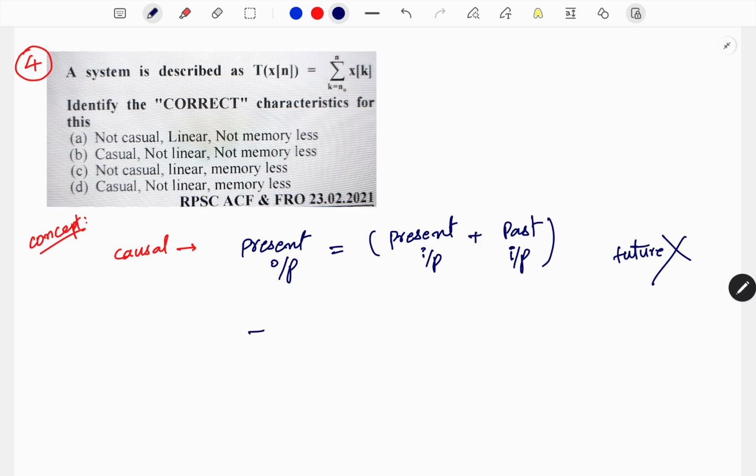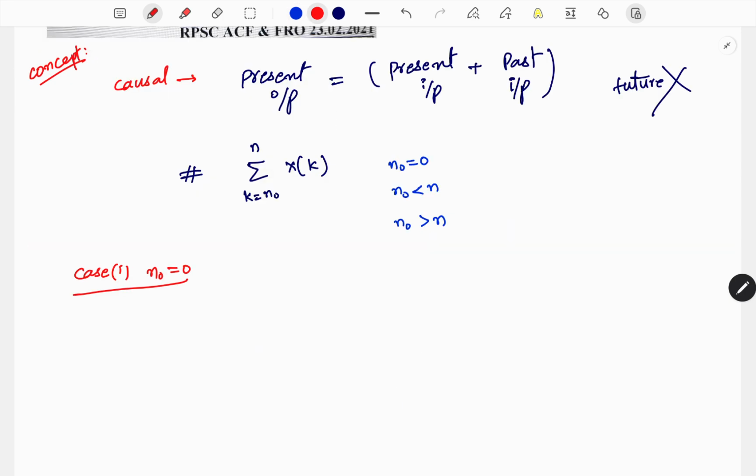The given signal is summation k is equal to n0 to n of x of k. Here we can get three conditions: n0 can be 0, n0 less than small n, or n0 greater than small n. These three cases we will see. First we will see the n0 is equal to 0 condition.